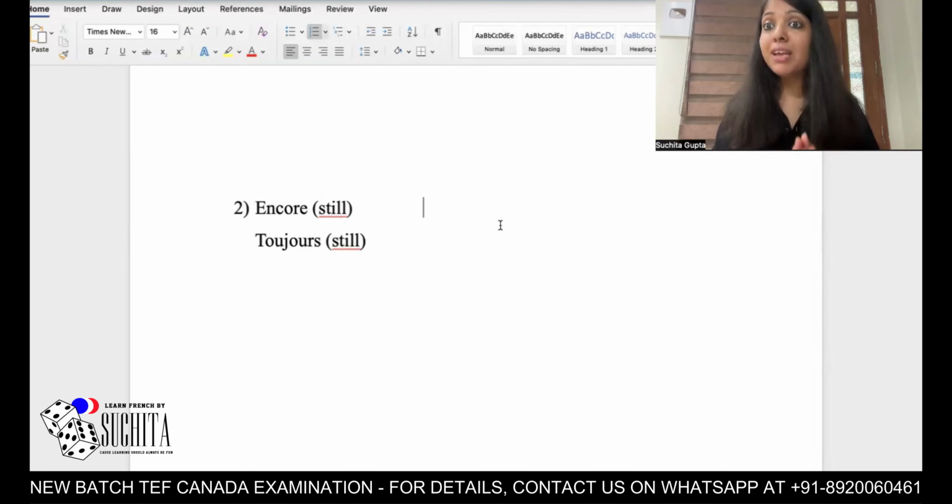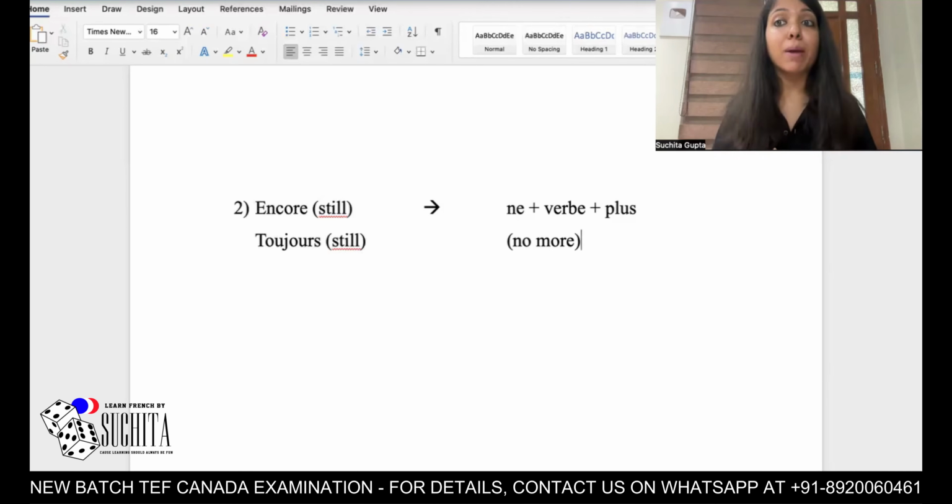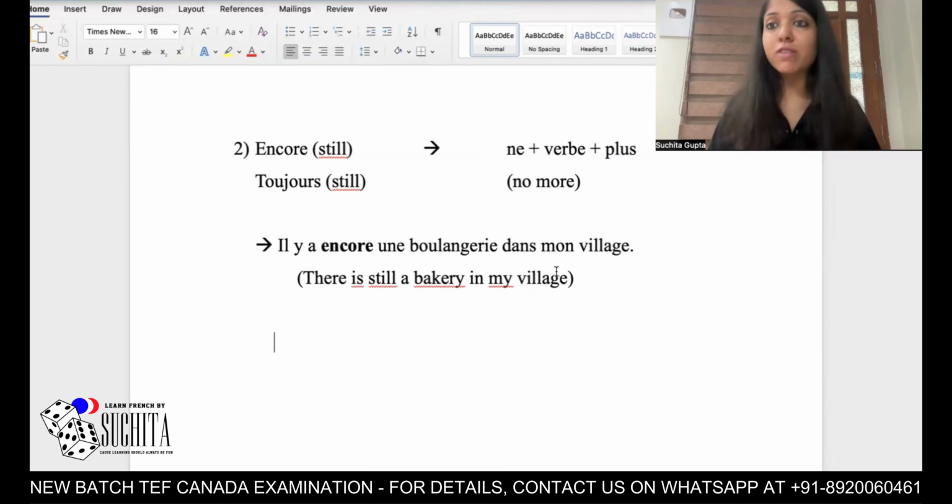Now, if the meaning of toujours is still, then the negation would be ne plus verb plus plus, which means no more. So as simple as that, the negation of still is no more. Okay, so for encore, the negation is ne plus verb plus plus, and for toujours, if it means still, the negation would be ne plus verb plus plus, which means no more. Now let's understand this negation through some examples.